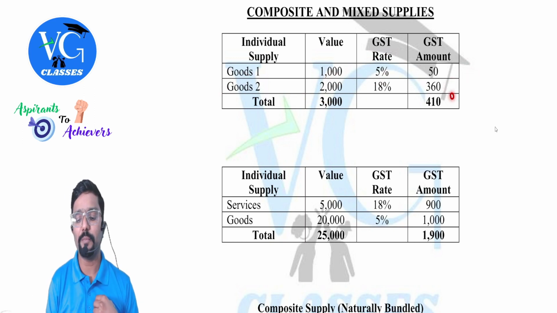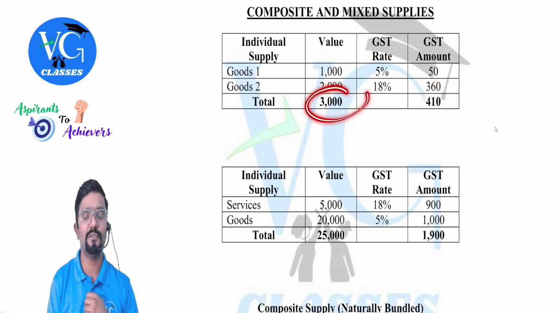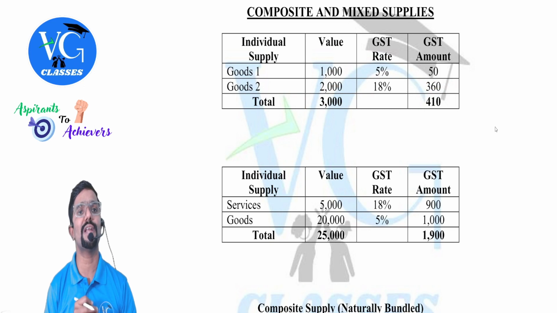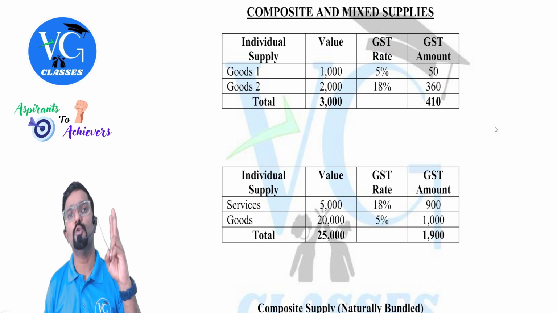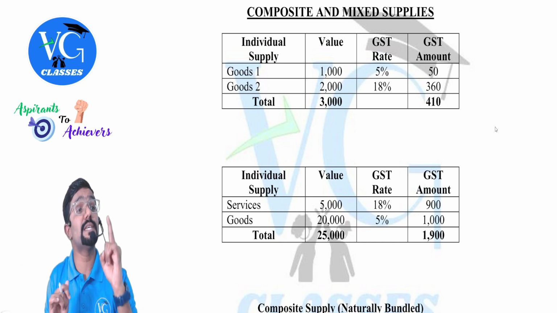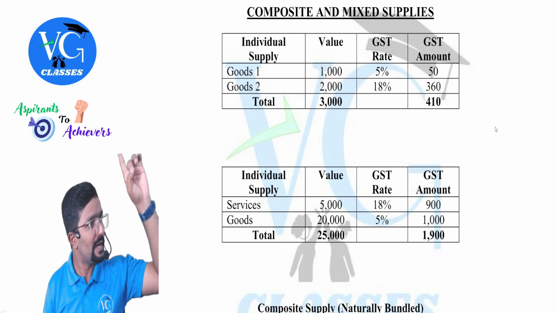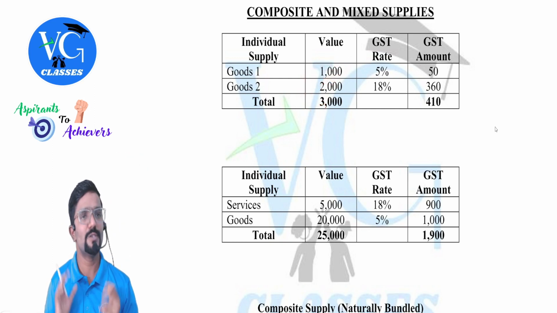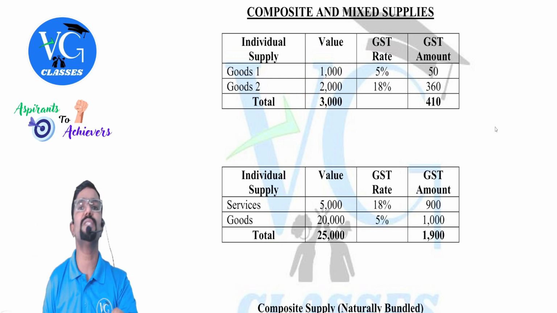So in total, how much do I need to pay to the seller? 410 GST plus 3000 for goods. That is 3410. Now the seller is selling two goods and I am buying two goods. Did I buy it together for a single price? No. I bought it for an individual price. Correct? So do we call it composite or mixed supply? No, guys.